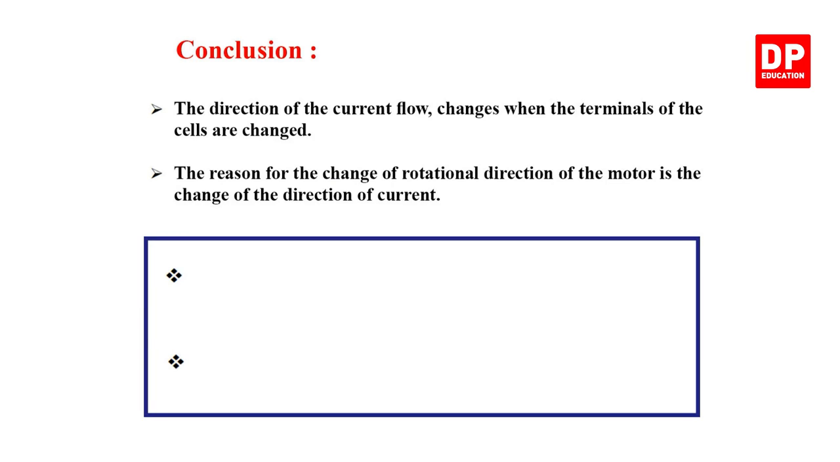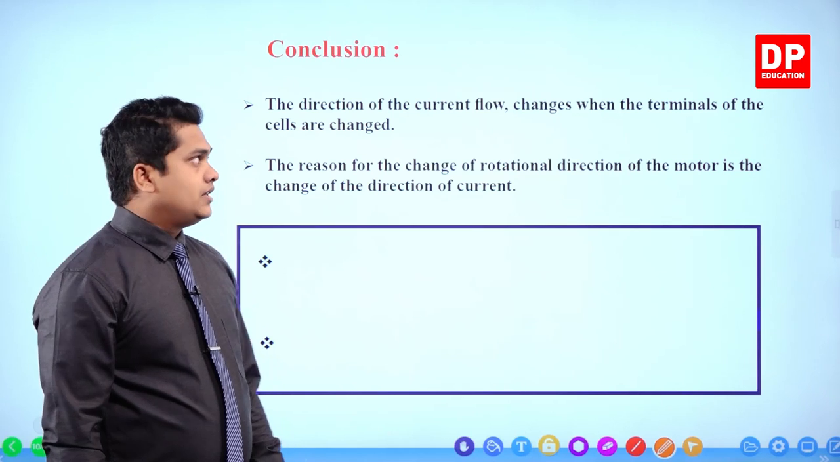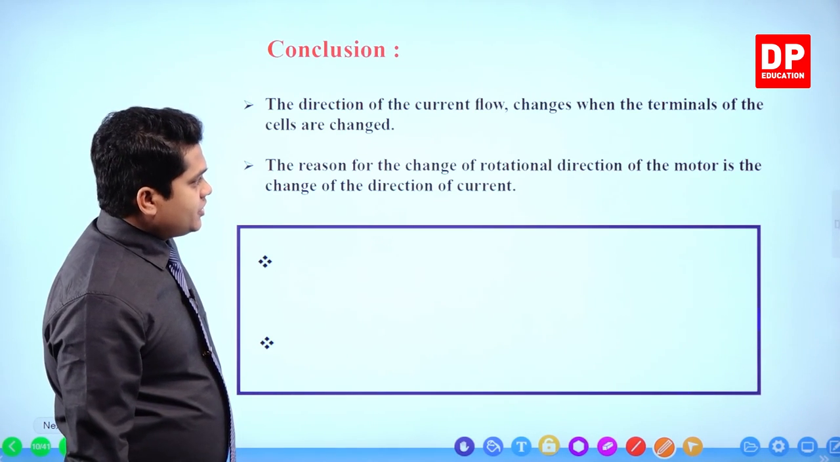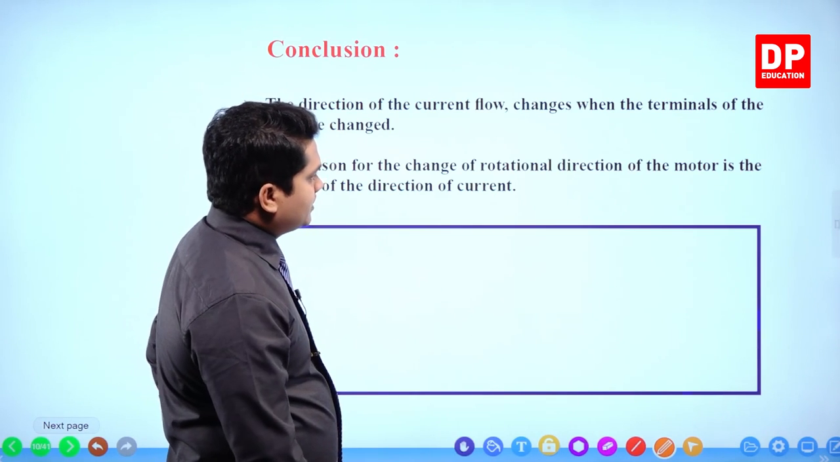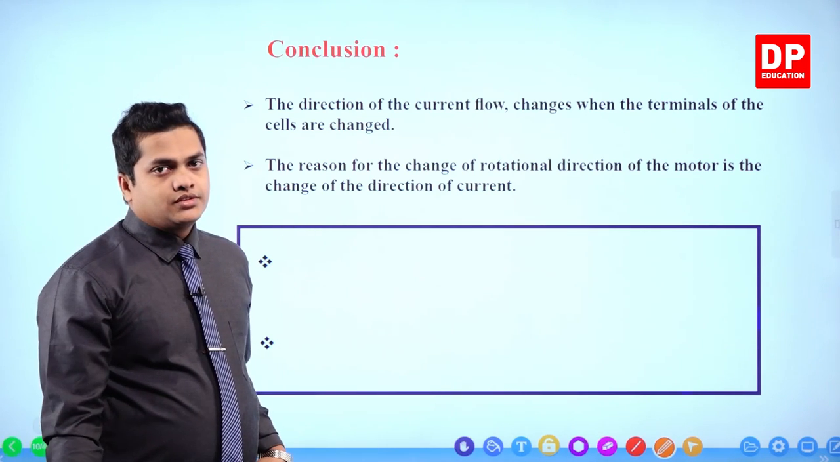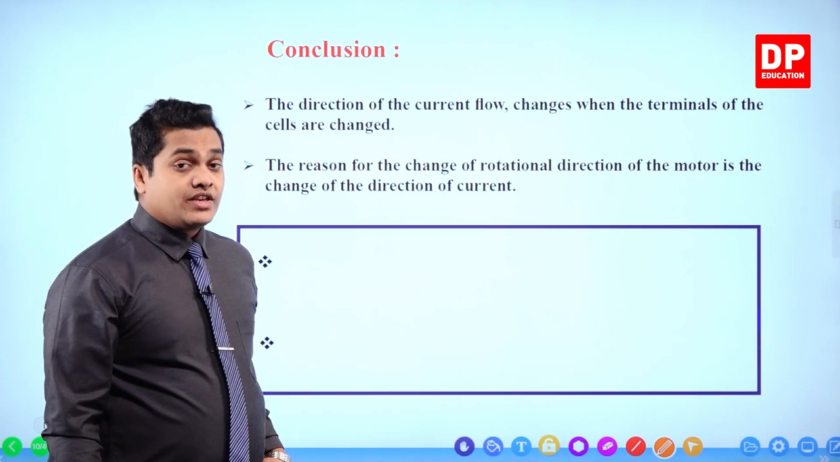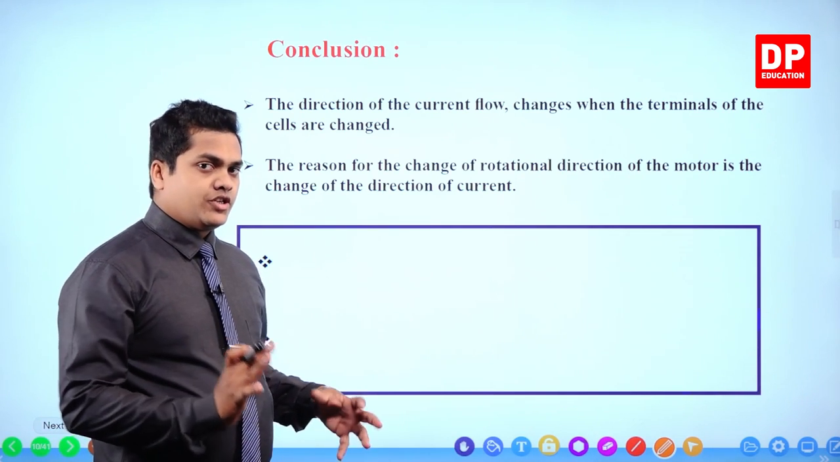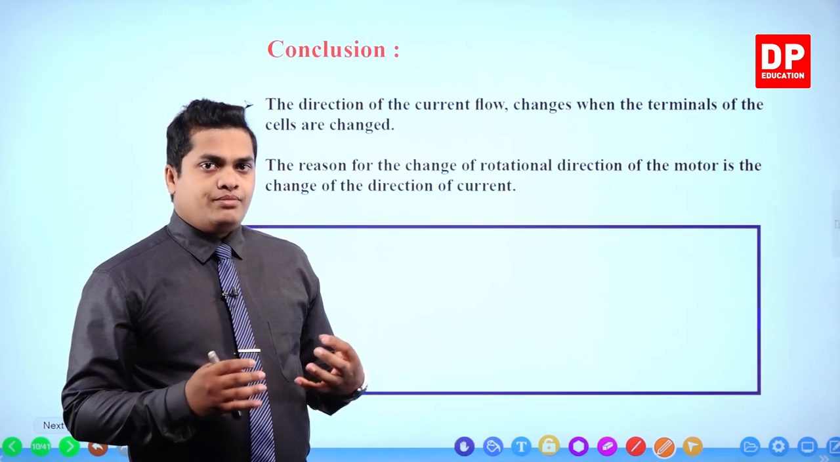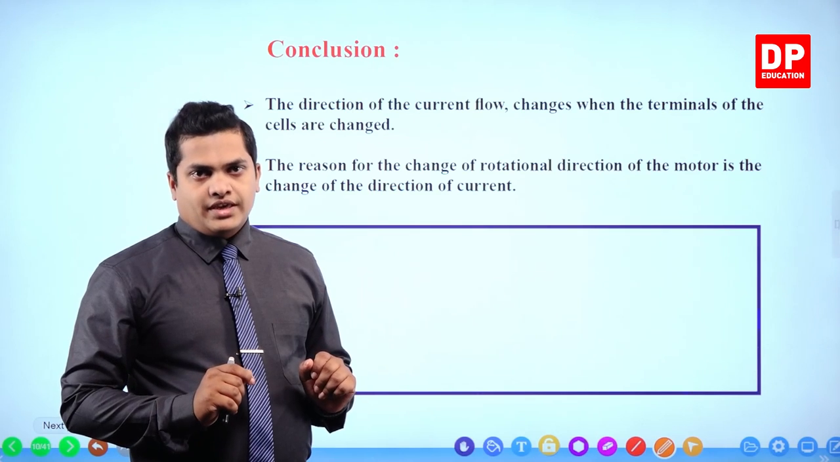So here, once again, you are given the conclusion. The direction of the current flow changes when the terminals of the cells are changed. When the terminals change, the current flow is going to change, right? So the reason for the change of rotational direction of the motor is the change of direction of current. The rotation direction of the motor changes because of the change in the direction of current flow in the circuit.